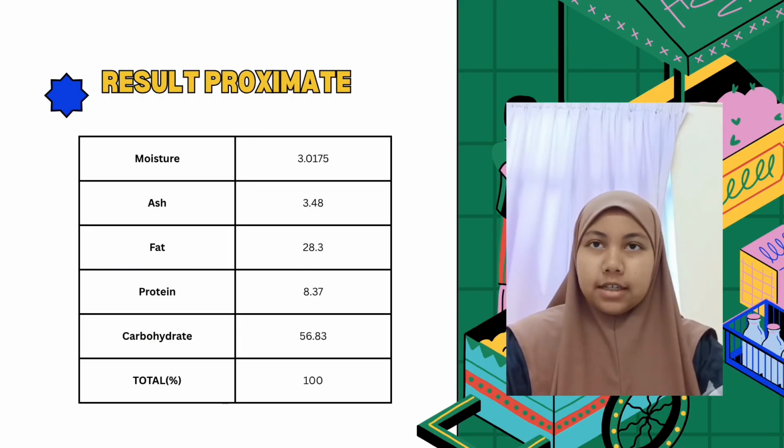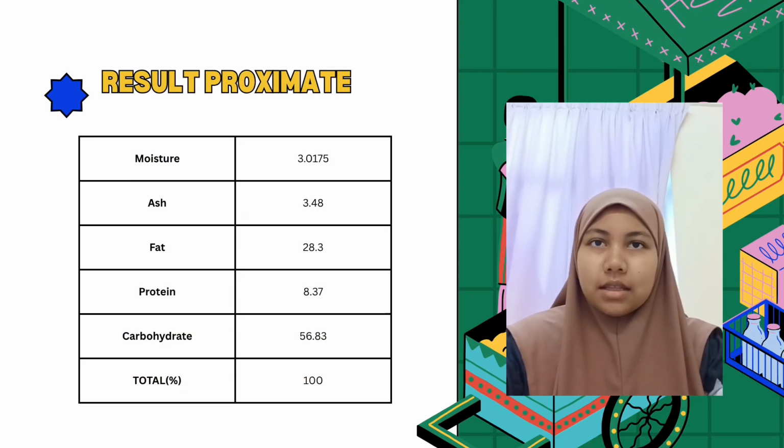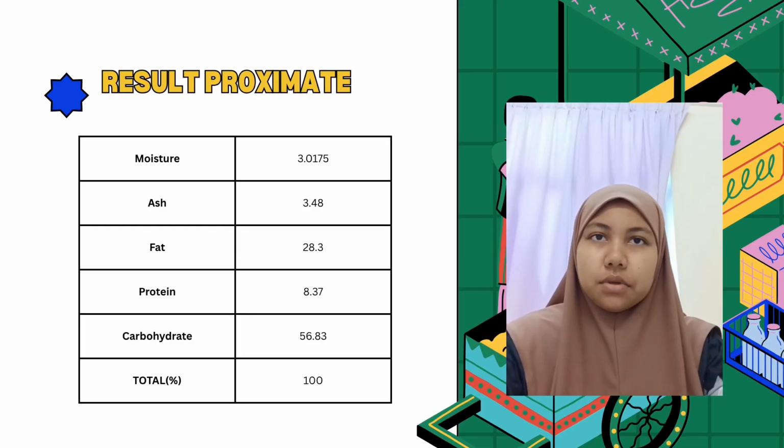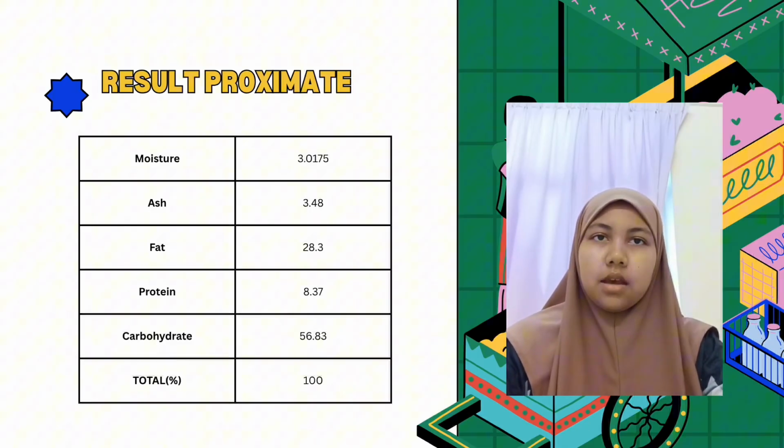First, we have moisture. The moisture of the sample is 3.02%. The low moisture content indicates that the sample is relatively dry, which enhances its shelf life and reduces the risk of microbial growth. Next, we have ash. The result is 3.48%. This represents the total mineral contents. The moderate value suggests the presence of essential minerals beneficial for health.